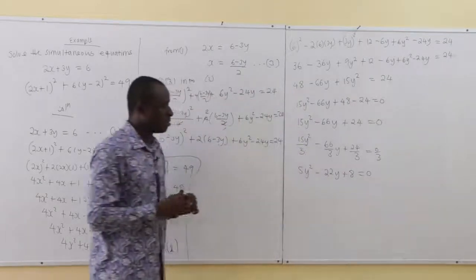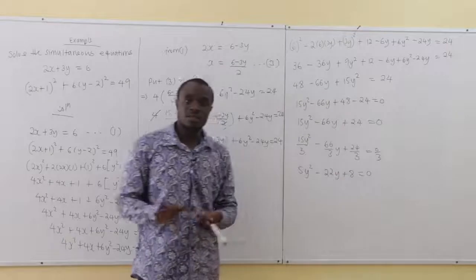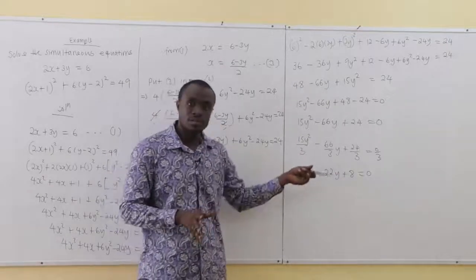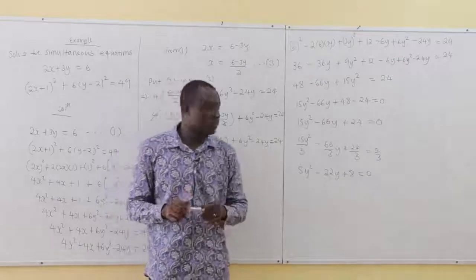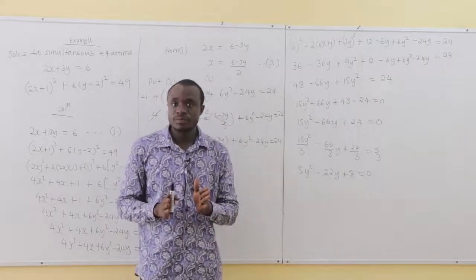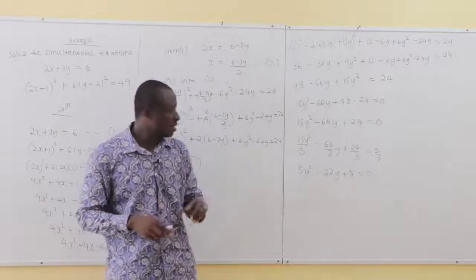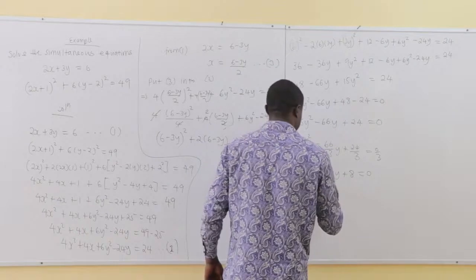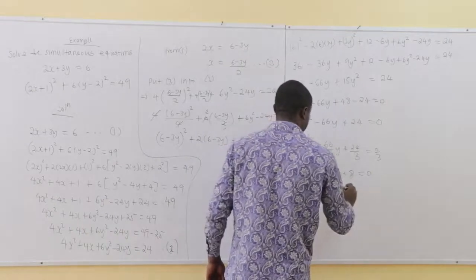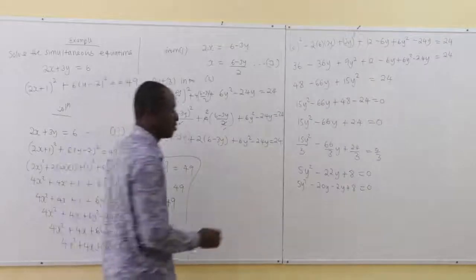So that's a quadratic equation. 5 times 8, that is 40. So two numbers that when you multiply, you get 40, and when you add, you get negative 22. What are they? Clearly, that is negative 20 and then negative 2. So 5y squared minus 20y minus 2y plus 8, and this is equal to 0.